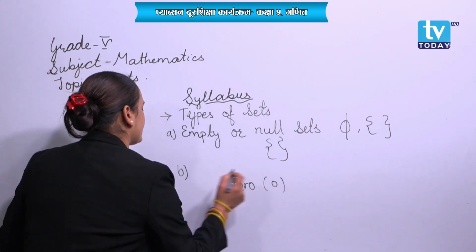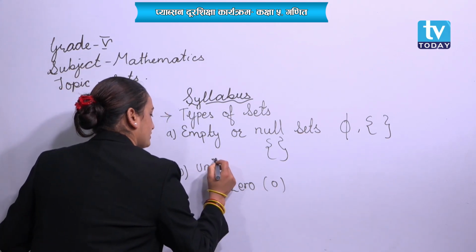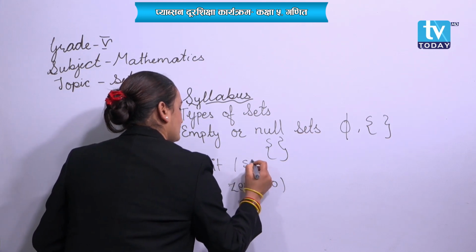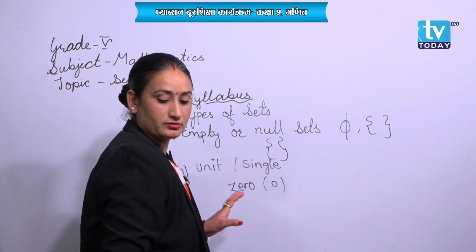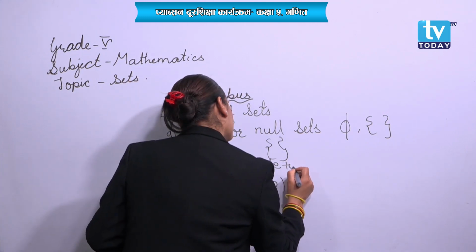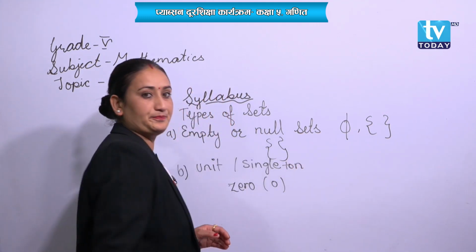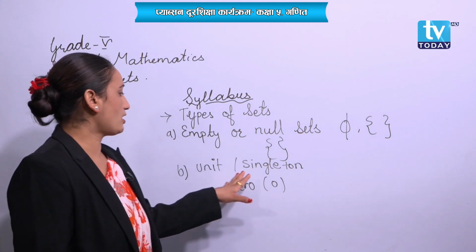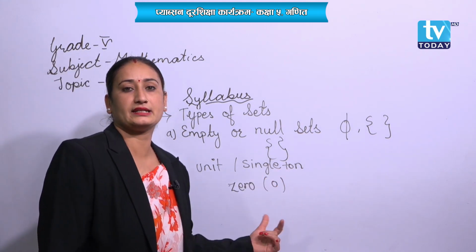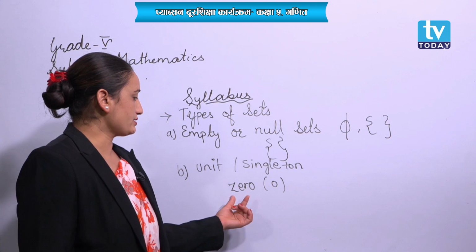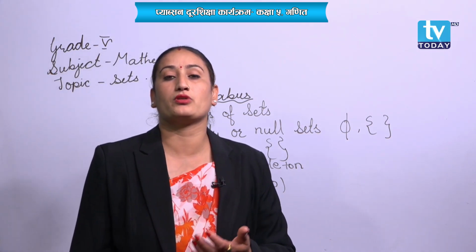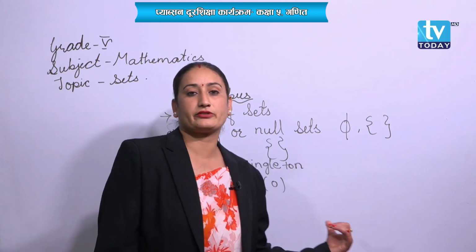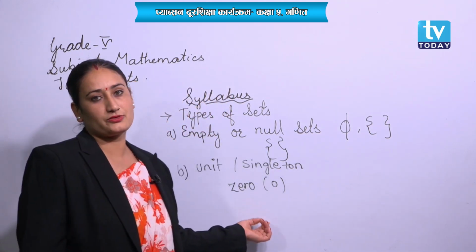We call it a unit or a singleton. Unit or singleton, single. That means 0. Always the first digit of the whole numbers is 0. So you have to write 0 here at first. That's why it's a unit set.